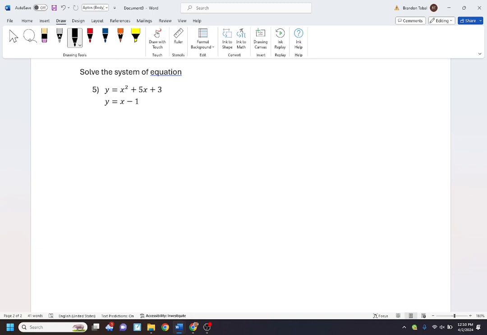Number 5, solve the system of equations on the back. Number 1, set equal to y. So make sure it's y equals. It'll be straight up on your test, so it will automatically be y equals. Then set them equal to each other. Because they're both y, I can set them equal to each other. So x minus 1 equals x squared plus 5x plus 3.